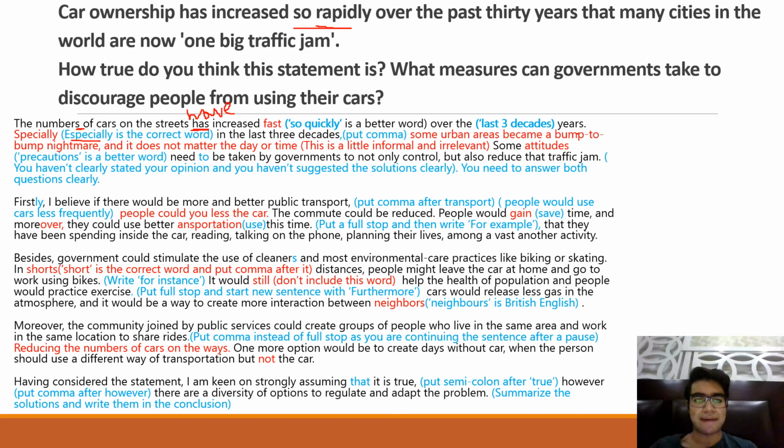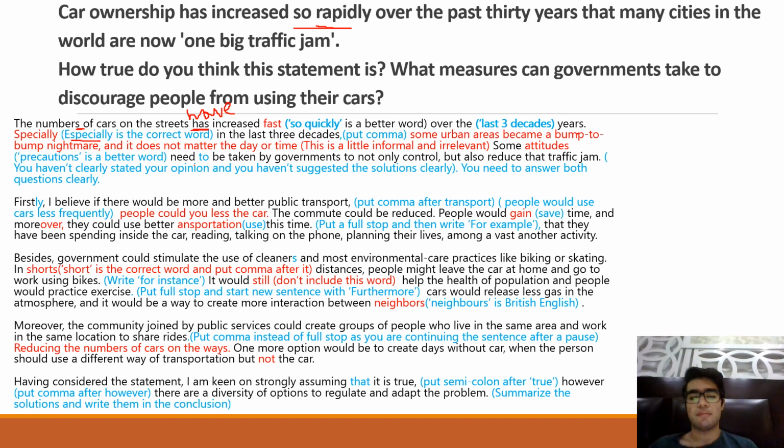And you said "some attitudes need to be taken by government". "Precautions" is a better word to use. Don't say "attitudes", say "precautions". And you said "need be taken by governments". Don't say "need be taken", say "need to be taken by governments", okay?